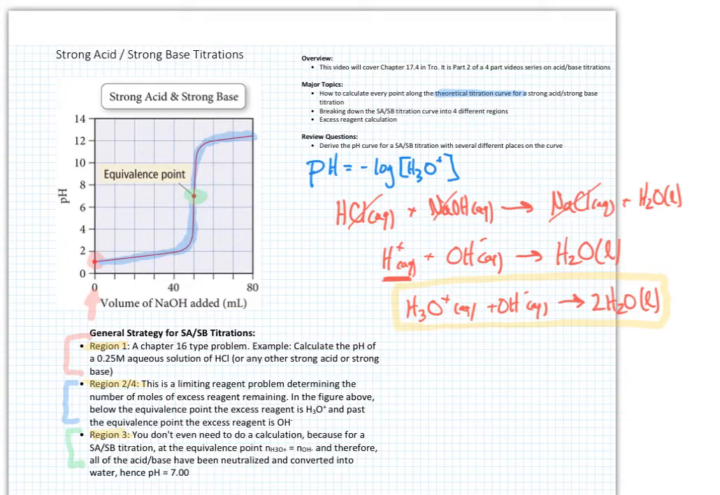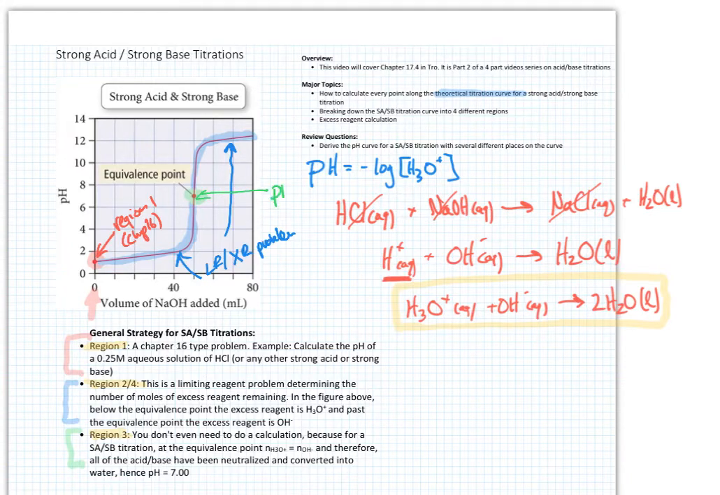Now, I'm going to label these on the drawing. Region 1, this is actually a chapter 16 problem. You've already done a bunch of these problems. Region 2, this is a limiting reagent and an excess reagent problem. Actually, region 2 and region 4. And then region 3 is at the equivalence point.